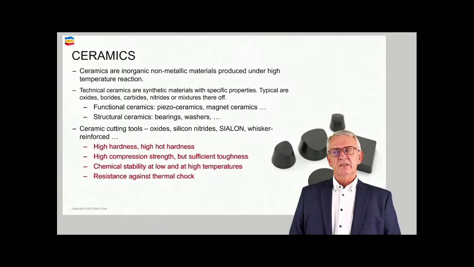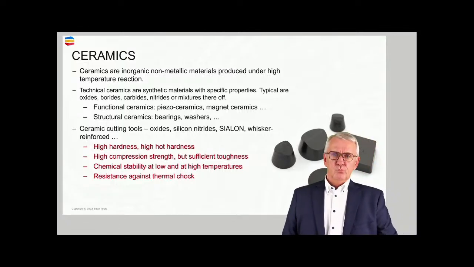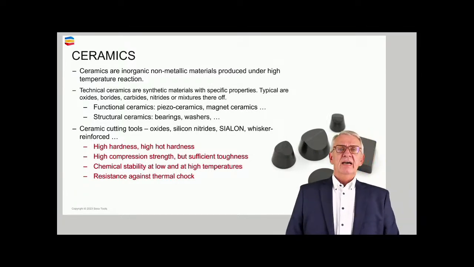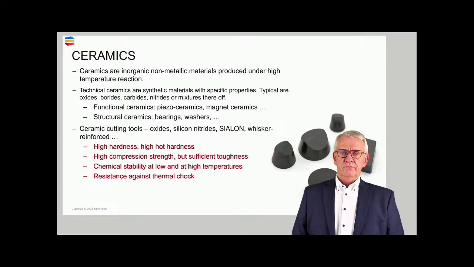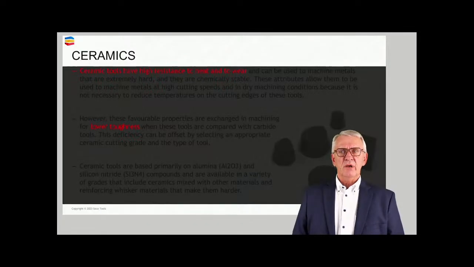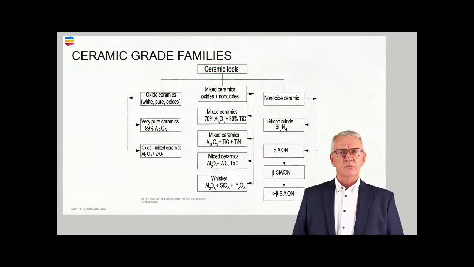And the properties which we are interested in there are the hardness, high hot hardness, keeping the hardness at higher temperatures, the high strength, but the strength comes with acceptable toughness, very good chemical stability, both in low and high temperatures, and a rather good resistance against thermal shock. Those are the properties of technical ceramics that make them attractive as cutting materials. So remember, high resistance to heat, hard, high resistance to wear, but lower toughness. Those are the three key things you have to bear in mind.